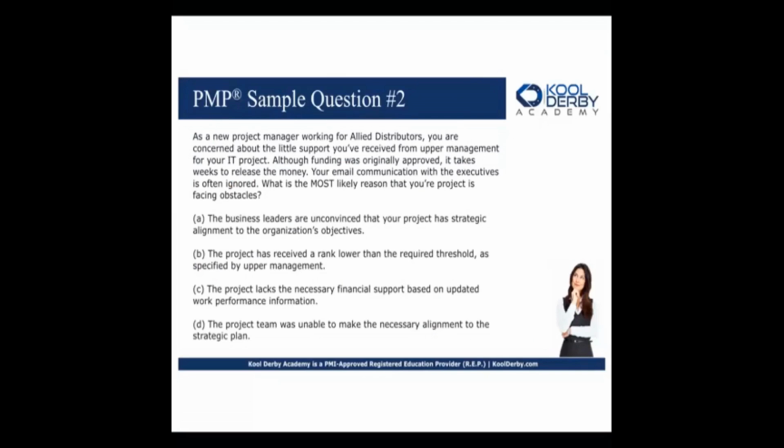All right, A, the business leaders are unconvinced that your project has strategic alignment to the organization's objectives. B, the project has received a rank lower than the required threshold as specified by upper management. C, the project lacks the necessary financial support based on updated work performance information. Or D, the project team was unable to make the necessary alignment to the strategic plan. All right, what's your distractor? What are you going to get rid of?